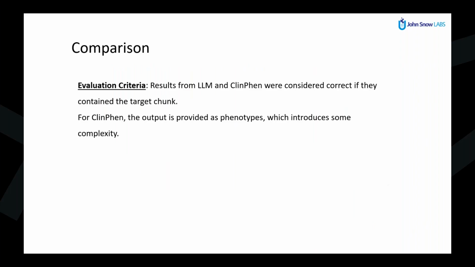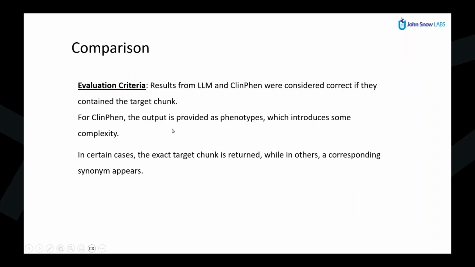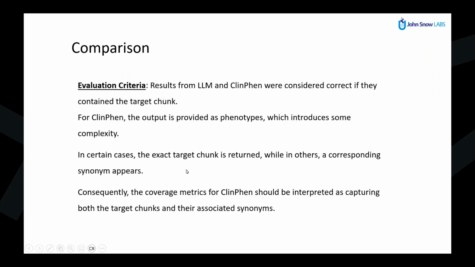So the thing is, if the LLM or ClinFan library contains the target chunk, we said, okay, that's correct. For ClinFan, the output is provided as phenotype. There was some problem with that. In some cases, the exact target chunk is returned. In some cases, a synonym appeared, and that's a problem, and you can't do anything about it.